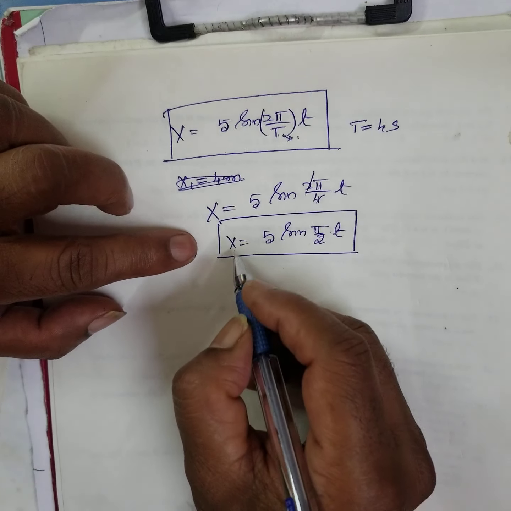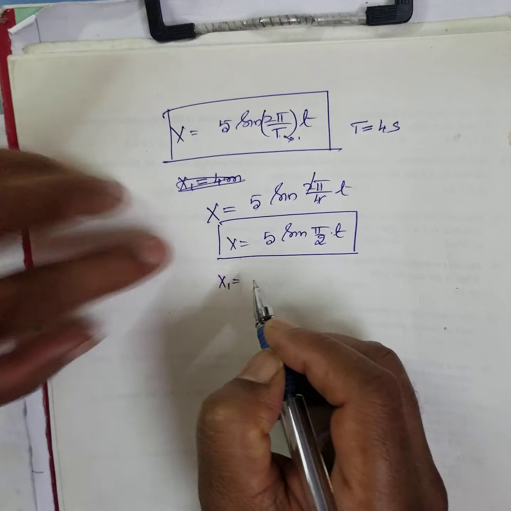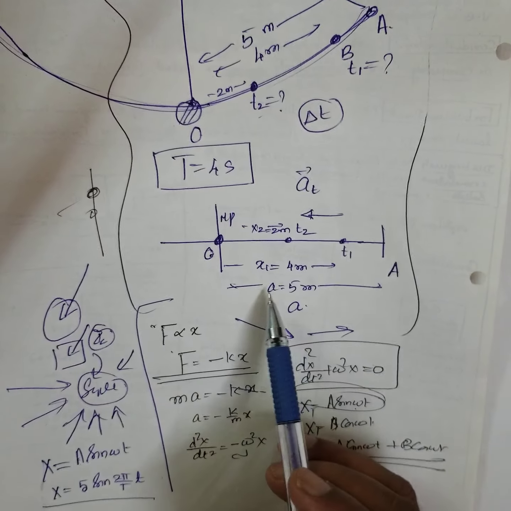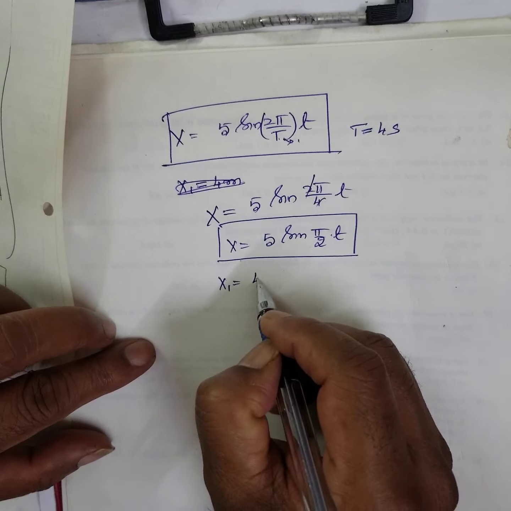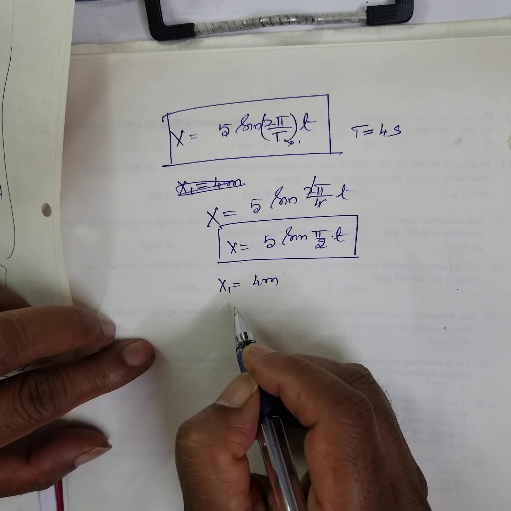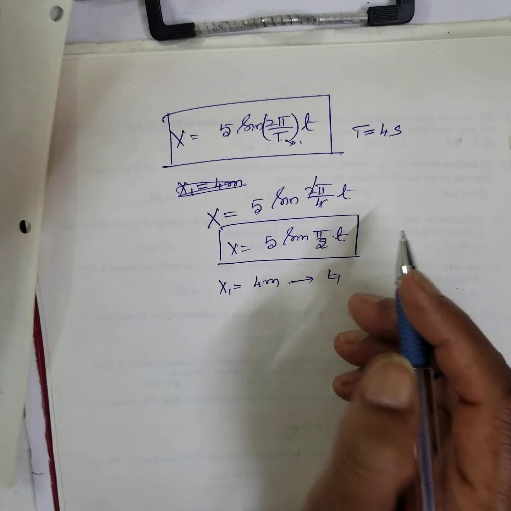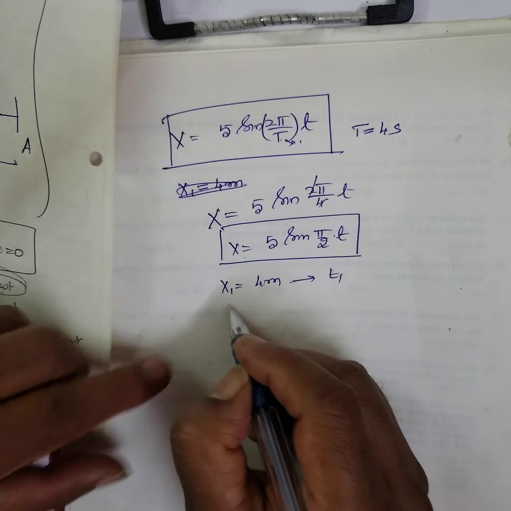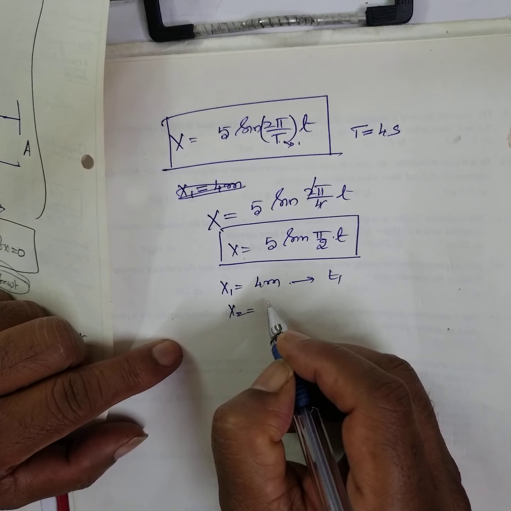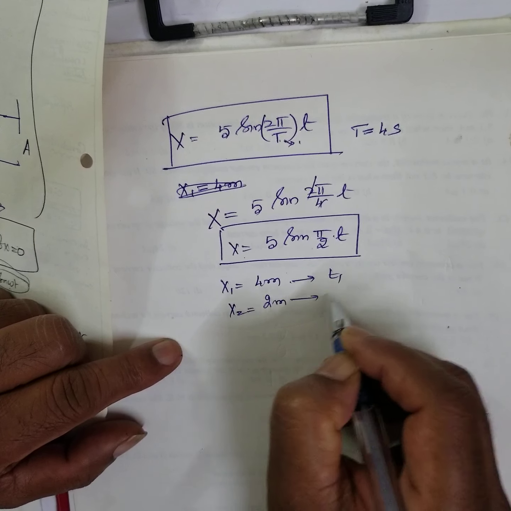See now, what is the value of x1? x1 is equal to 4 meter, and what is the corresponding time? t1. Corresponding time t1. What is x2? x2 is equal to 2 meter, the corresponding time t2.